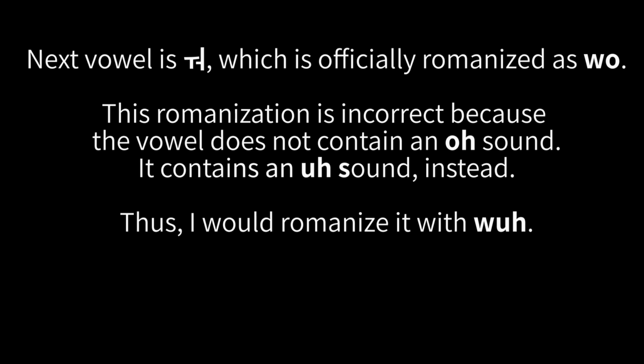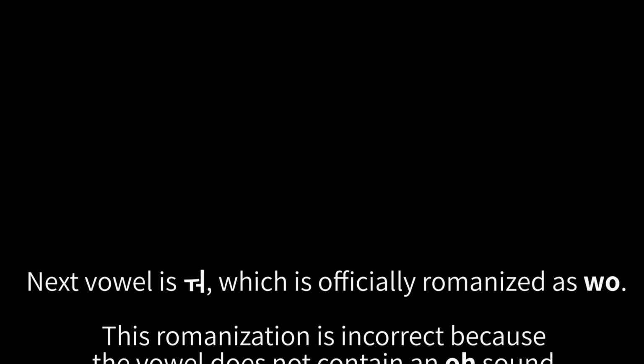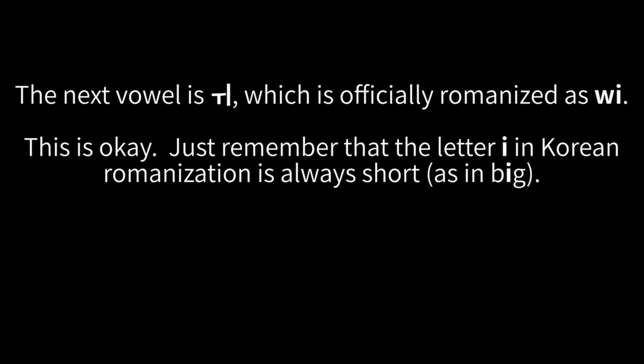The next vowel is wo, which is officially romanized as WO. This romanization is incorrect because the vowel does not contain an O sound. It contains an uh sound instead. Thus, I would romanize it as WUH, wo. The next vowel is we, for which the official romanization uses WI to represent this vowel. This is okay. Just remember that the letter I in Korean romanization is always short, as in big.